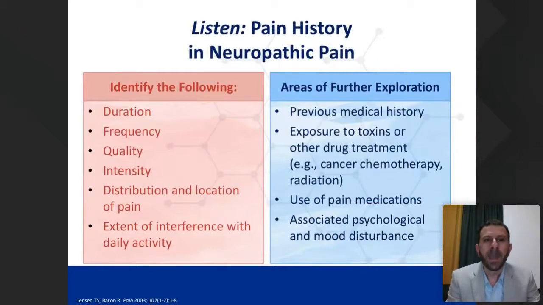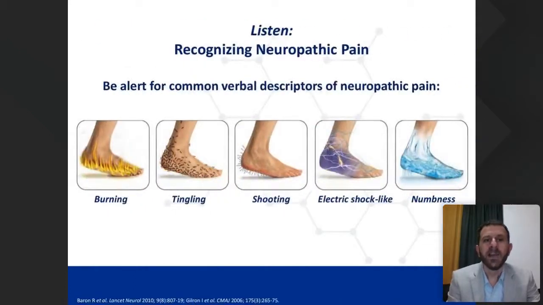When we talk about pain as the listening, you want them to tell you the duration, the frequency of the pain, the quality. Is it a burning, an aching, an electric-like, a shock-like pain? The distribution, and then how does it affect your activity in daily living? As I said, these are some symptoms that people may tell you.